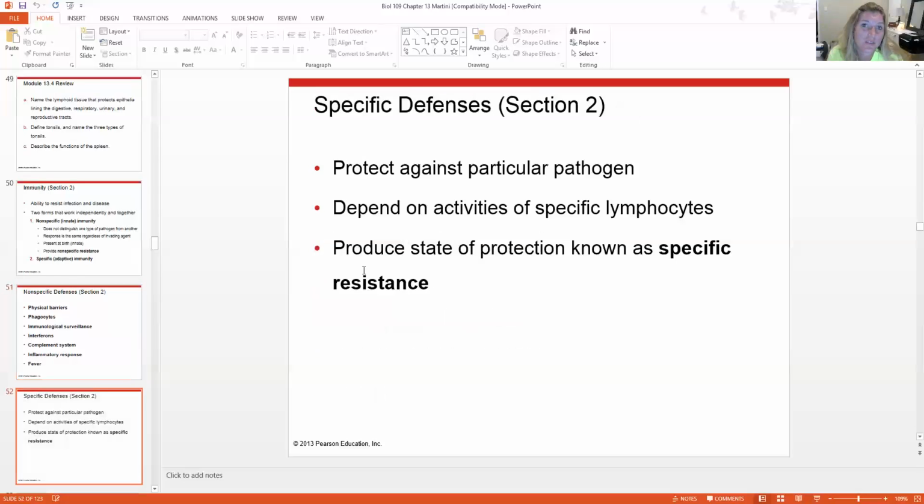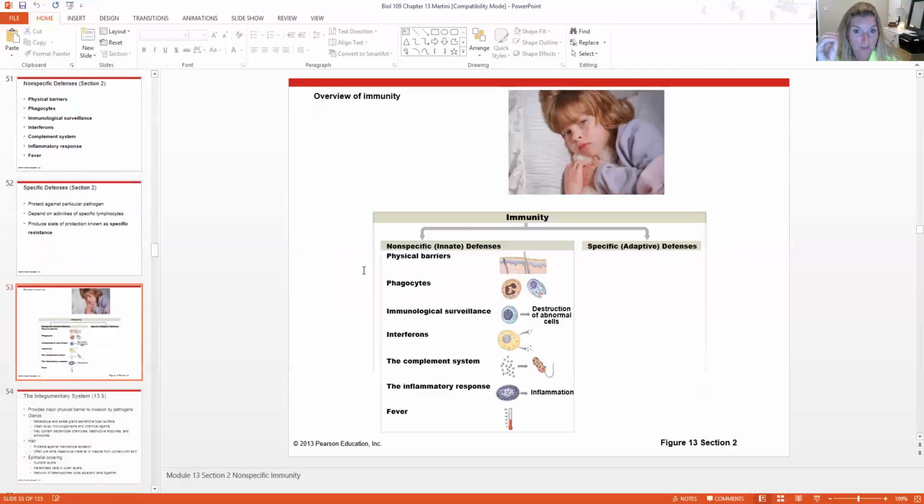Then we have specific defenses, which are going to guard against particular pathogens. This is going to depend on the activity of specific lymphocytes. This is what we call specific resistance. This is when you get a vaccine to protect you against the flu, or when you had a certain cold before, and so you're not going to get it again. It's because you have a specific defense against that particular pathogen.